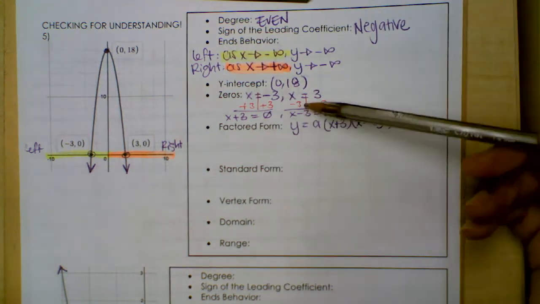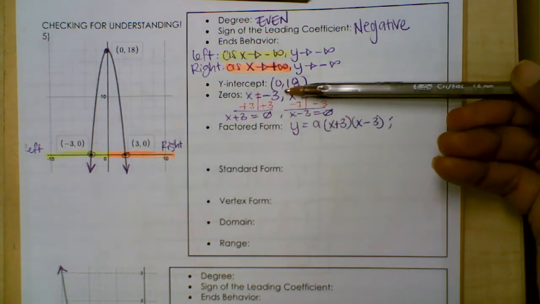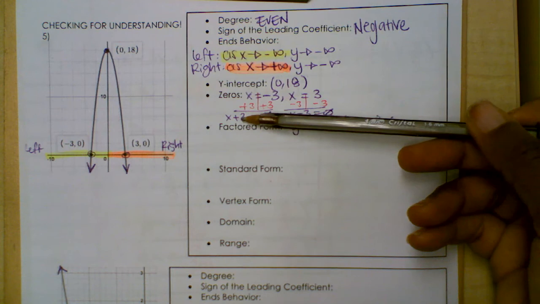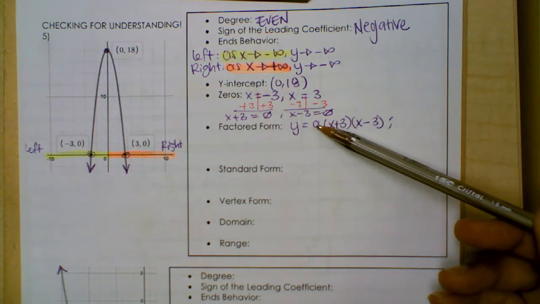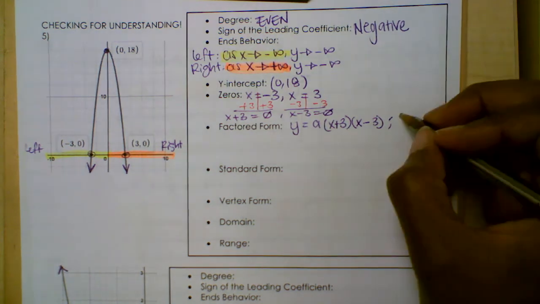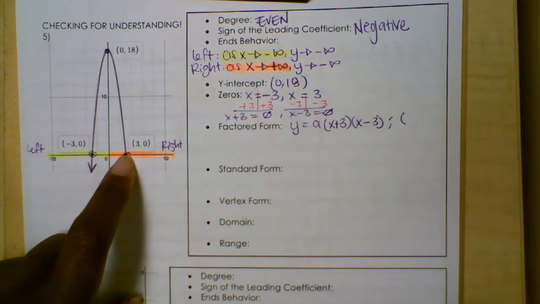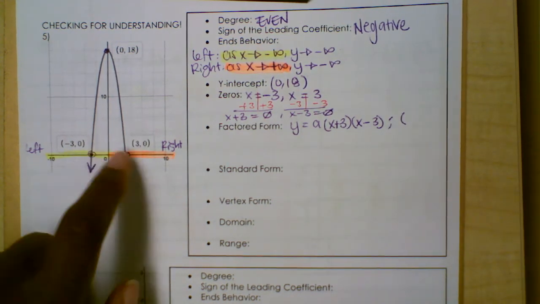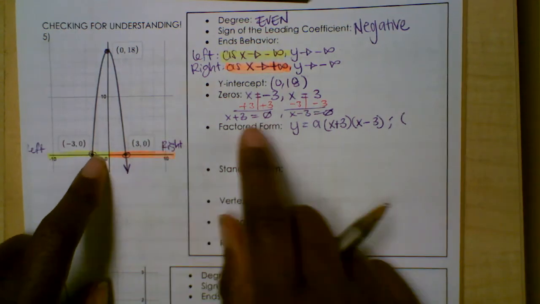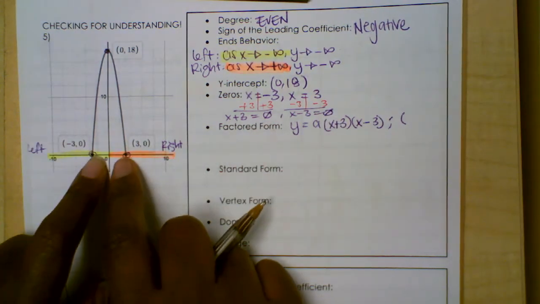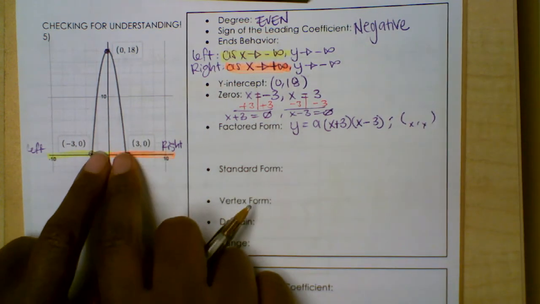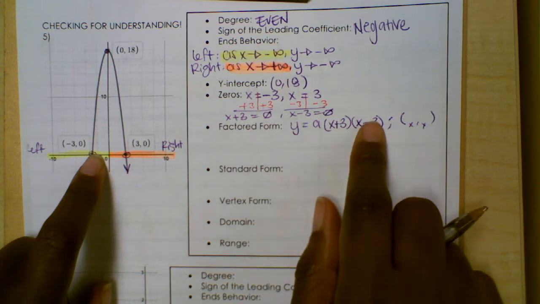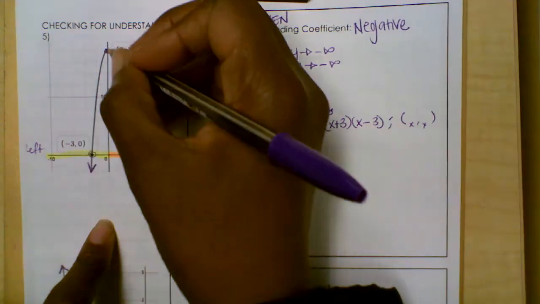This is before we apply the zero product property. So the factors are x plus 3 and x minus 3. But I don't know what a is. To find a, I'm going to use an ordered pair, a point other than the x-intercepts. Do not use the x-intercepts, because everything will cancel out, and you already used them to derive the factors. But you can pick any other point on the graph.